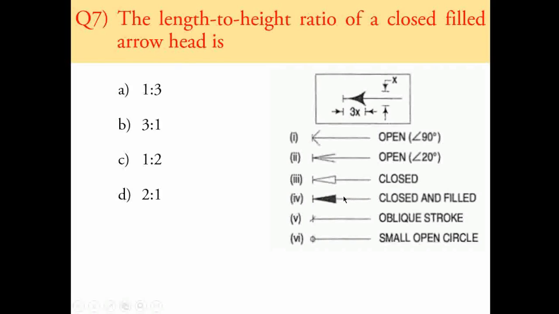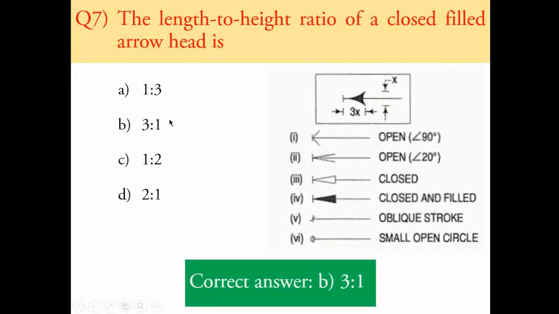It has a particular ratio, 3x is the length and 1x will be the height. That is a length to height ratio, which is called 3:1. So as per that, the second option is correct. The correct answer is option B, 3:1. You might get confused here with 1:3. But as per the statement given in the question, length to height means length should be the first one and height should be the second one. Length is always greater in a closed filled arrow as compared to the height, so 3:1 is the correct answer. Okay, now the next question.